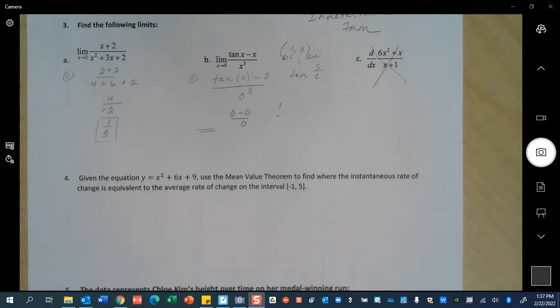Definitely need more space. What is L'Hopital's rule? We need to wake up Nate. What is L'Hopital's rule?